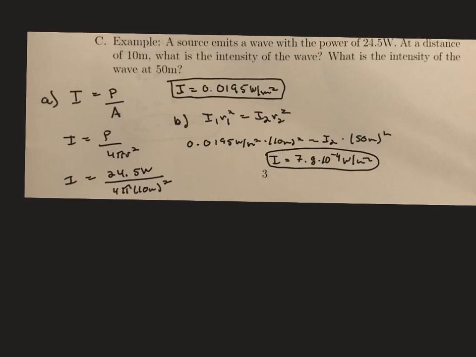In this example, we have a source that emits a wave with a power of 24.5 watts, and we want to know at a distance of 10 meters what the intensity of the wave is. And what is the intensity of the wave at 50 meters?